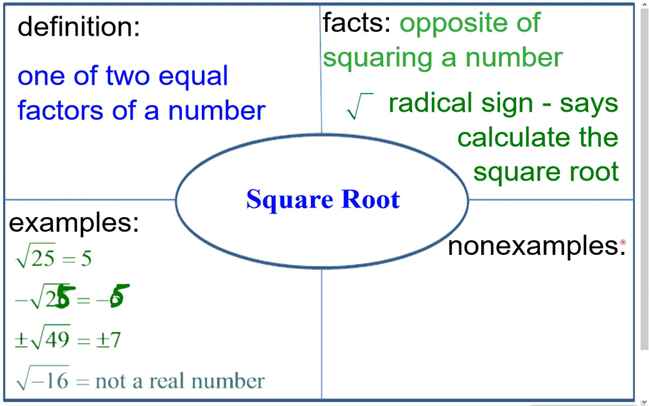Now, sometimes we're going to put a plus or minus in front of that square root symbol, and then that just means we have to put a plus or minus in front of our answer. So it's just saying that 7 could be an answer or negative 7.